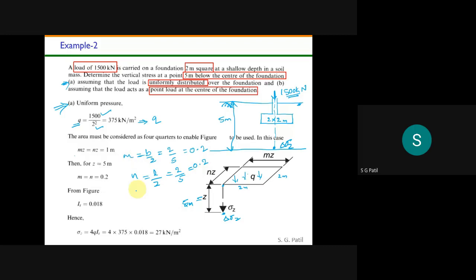Now I have to calculate the influence factor for that m and n. So m is equal to 0.2, n equal to 0.2. Let me go to this here. Where is my 0.2? m is equal to, this is 0.1 and this is my 0.2.